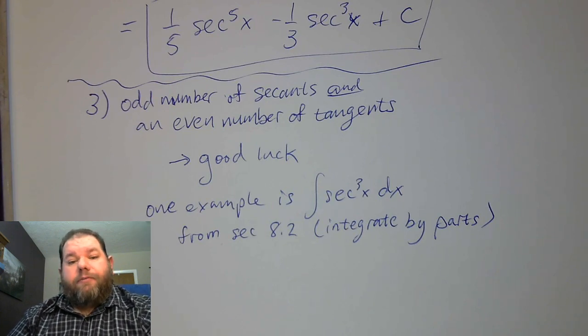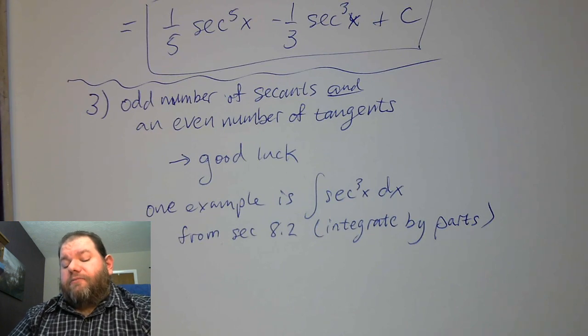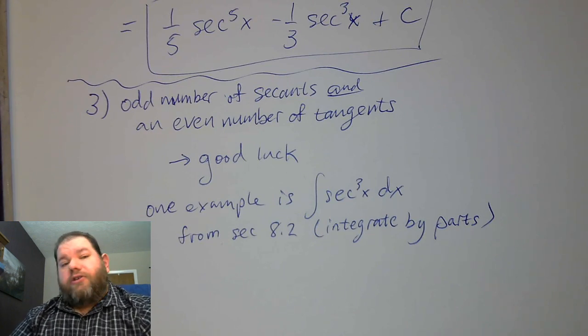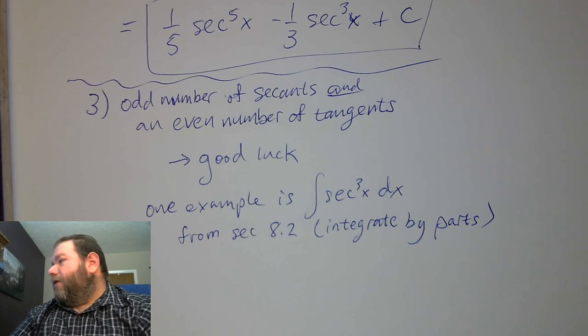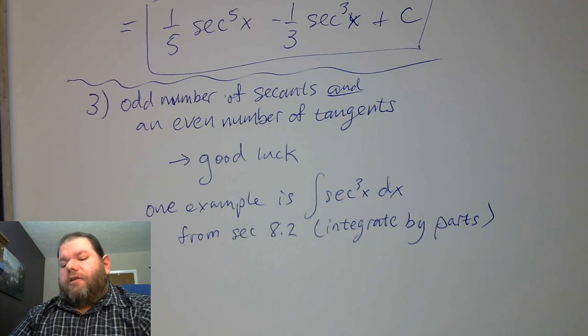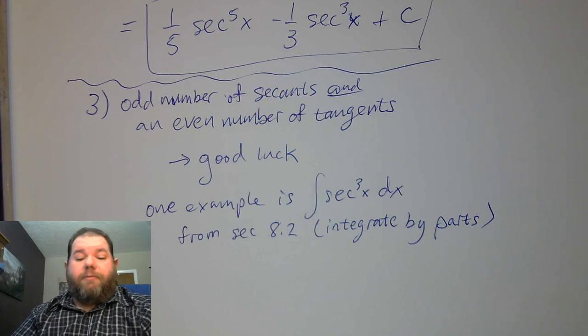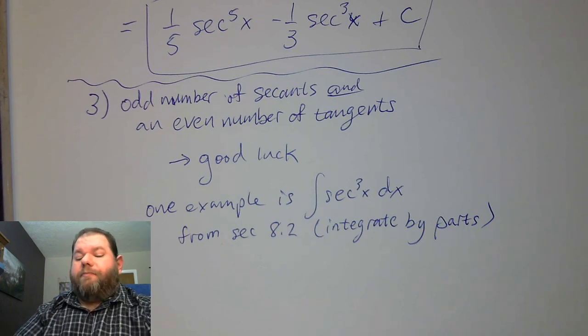Another strategy is to turn everything into sines and cosines rather than secants and tangents, and see what we can do there. Sometimes it works out, sometimes it's less so. So there are different strategies we can apply. But really, there's not a set process that we could possibly use every single time.